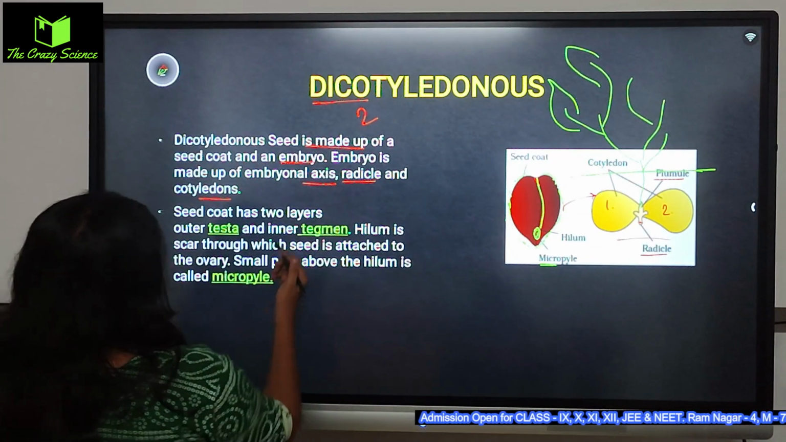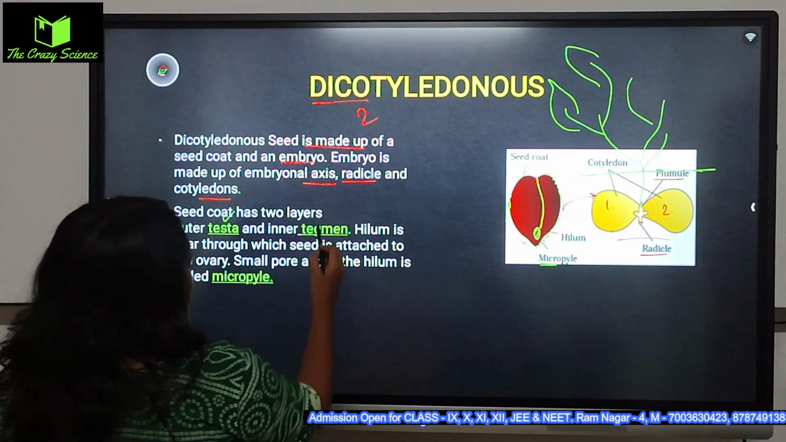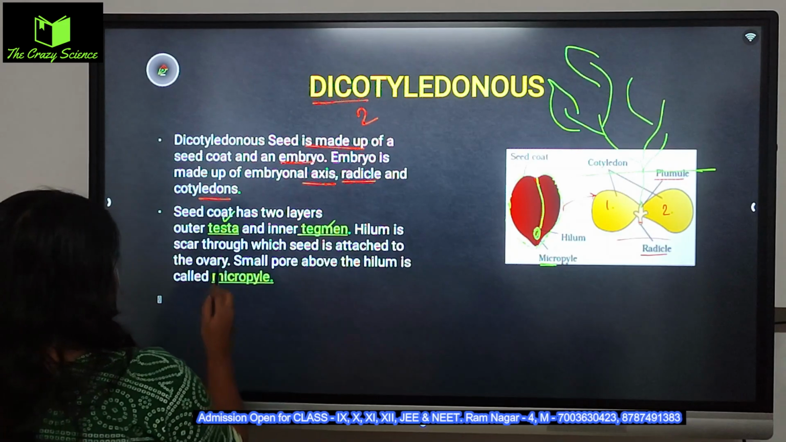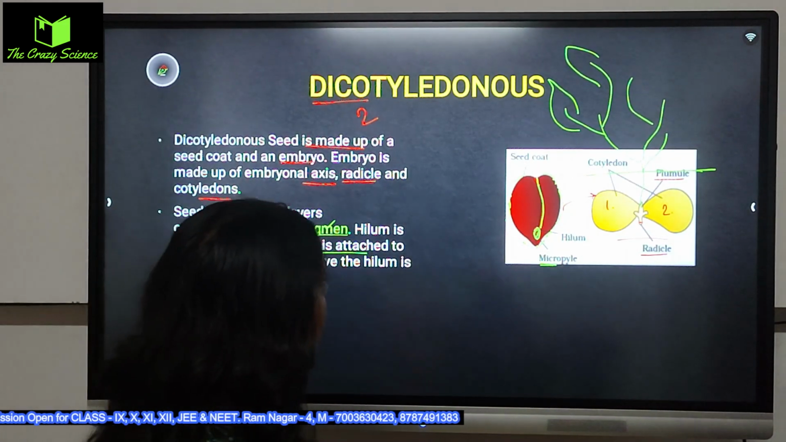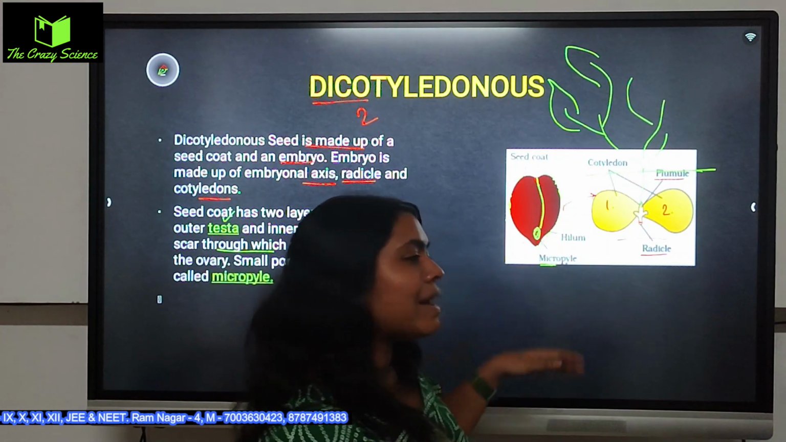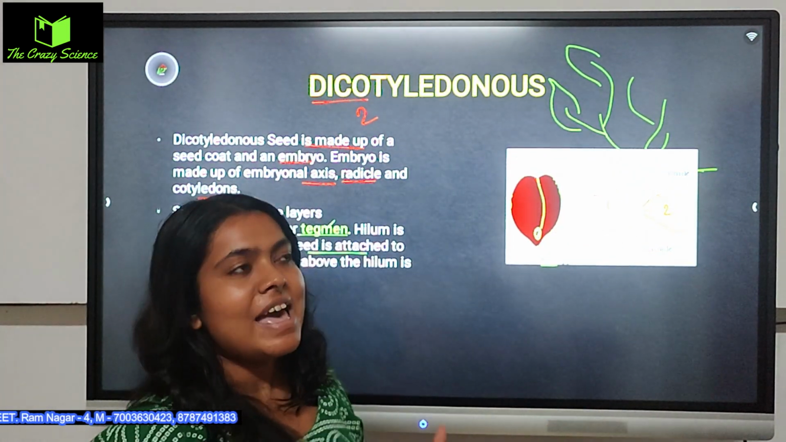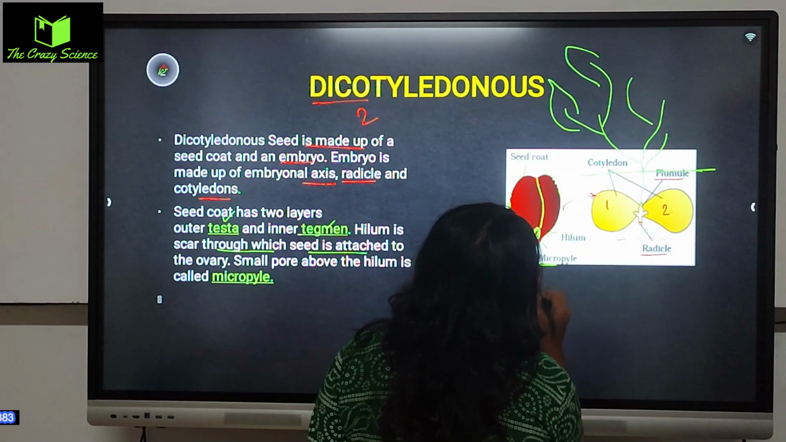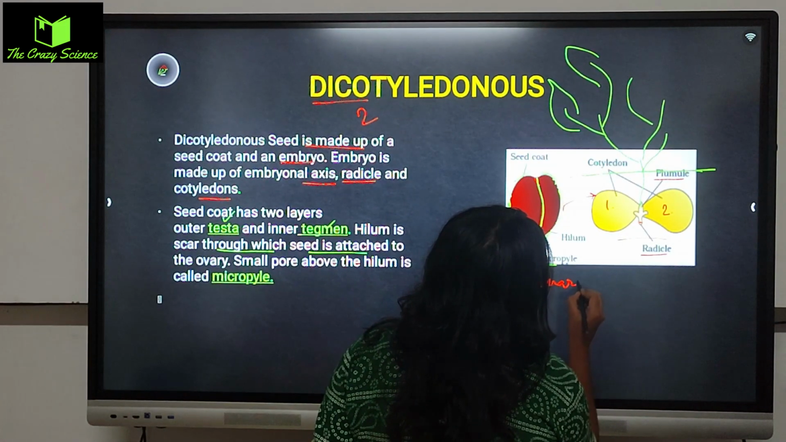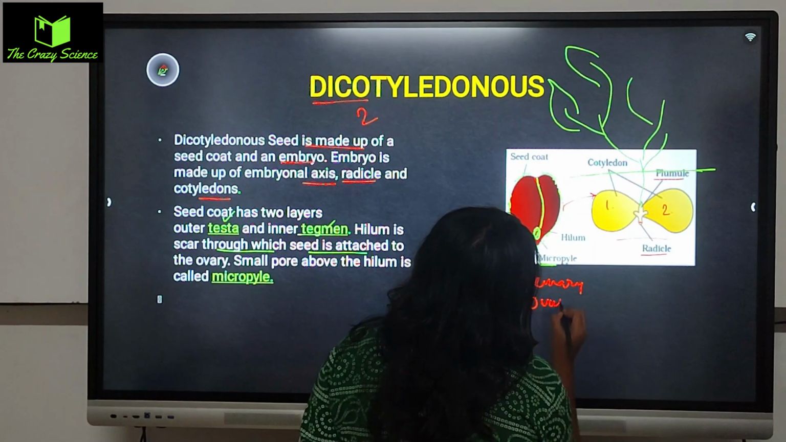All right, the seed coat has two layers, one is the testa and the other is the tegmen. The hilum is a scar through which the seed is attached to the ovary. So this is the hilum, and above the micropylar end is the hilum, and as I said, this is the entire part of the female ovary, the female ovule I would say.